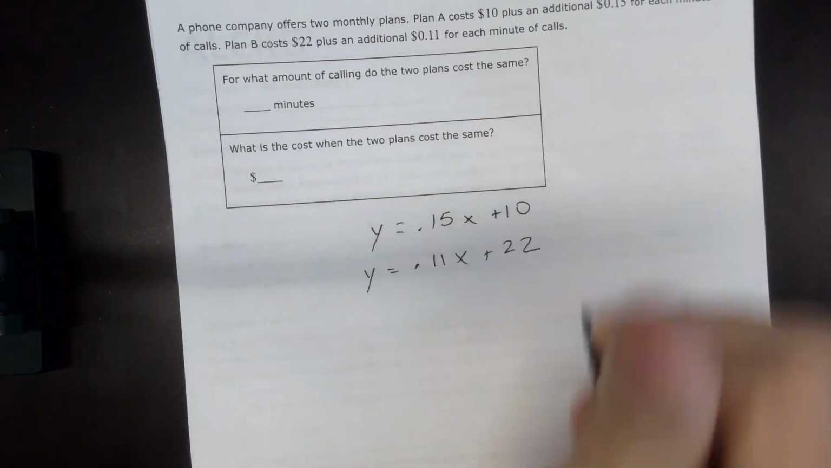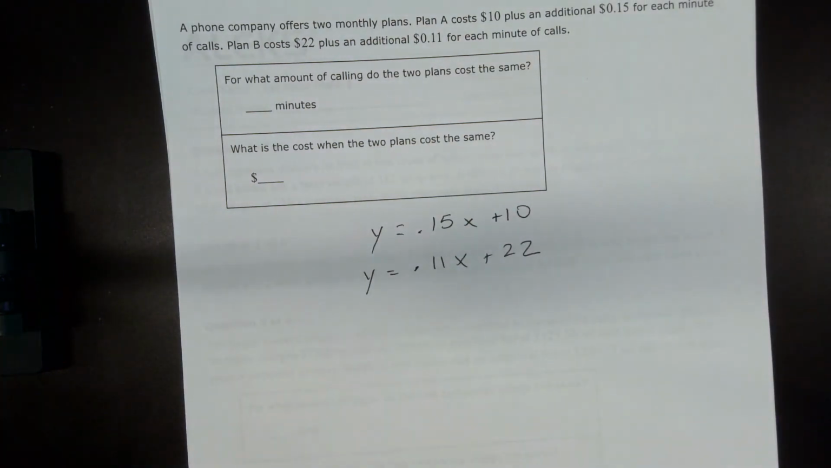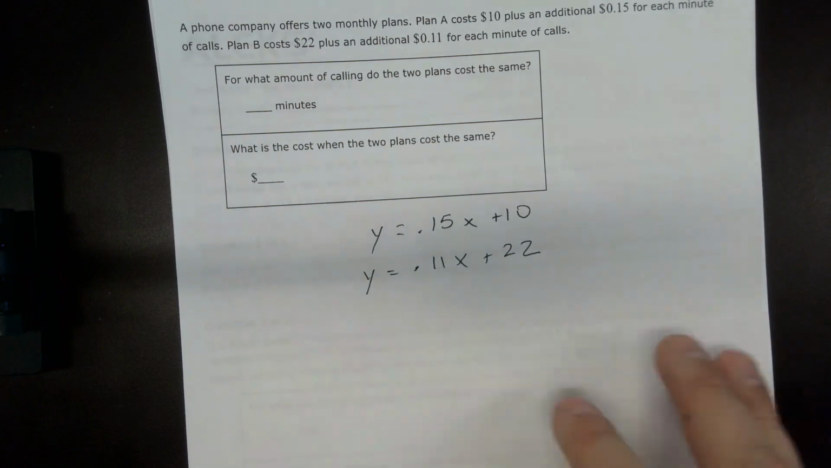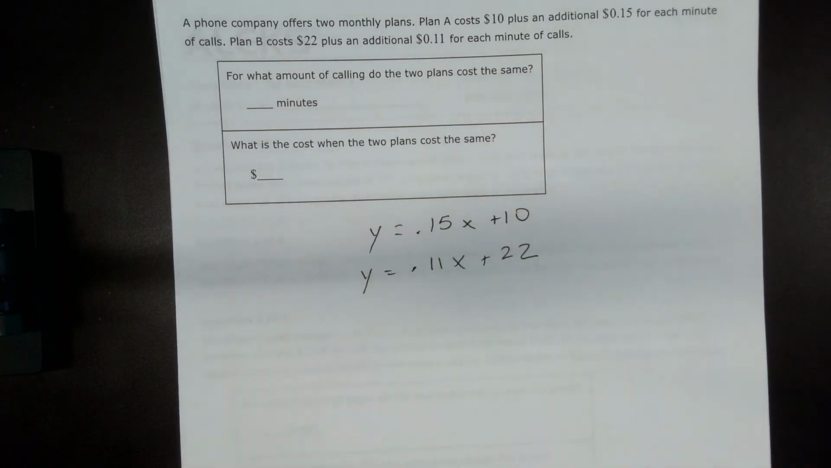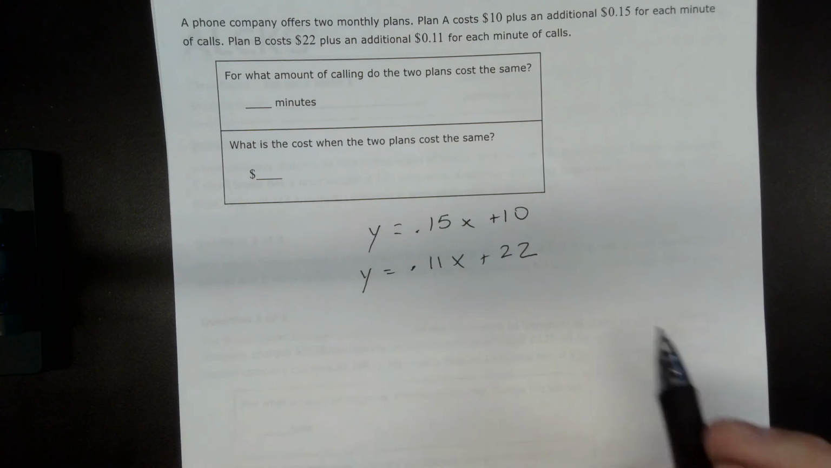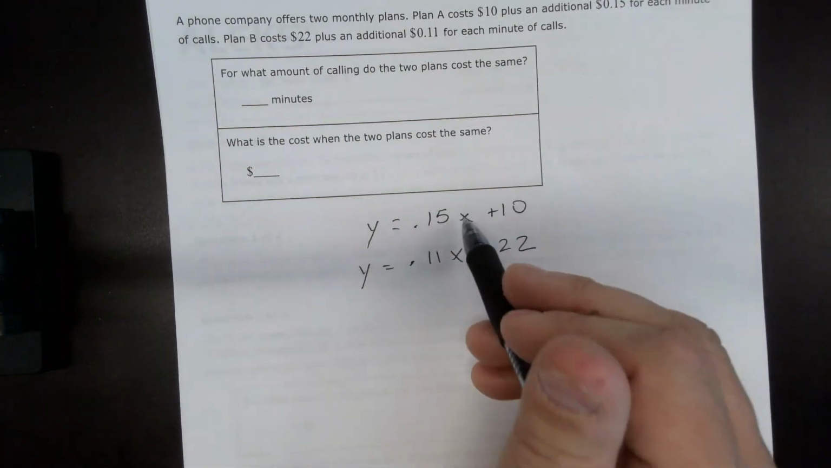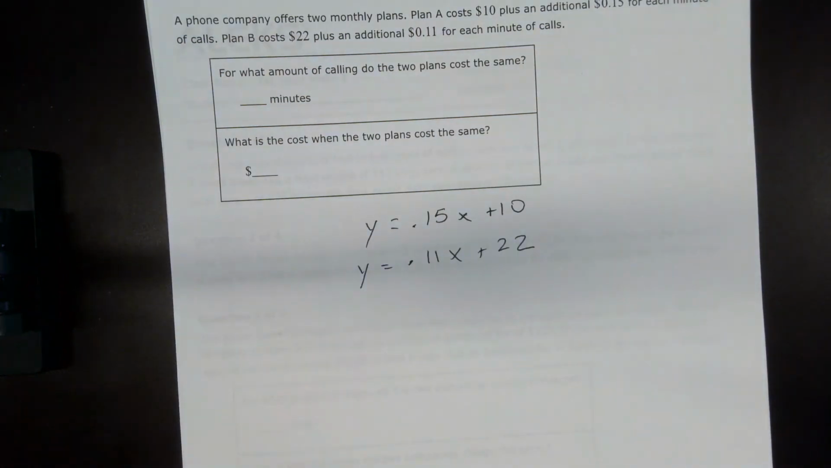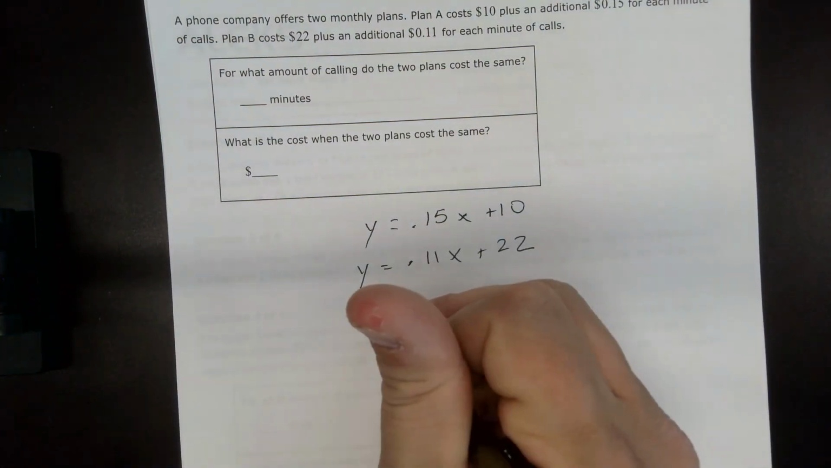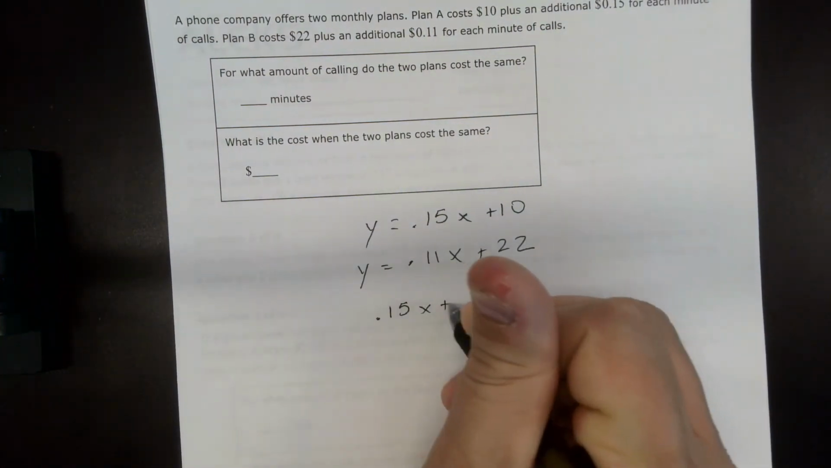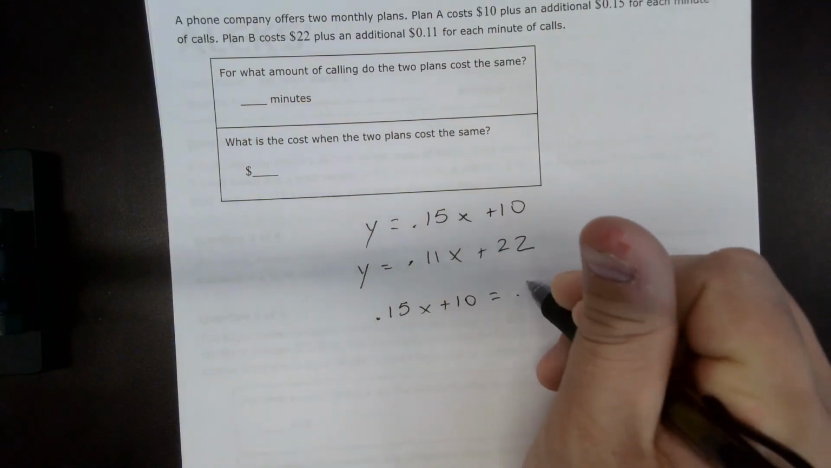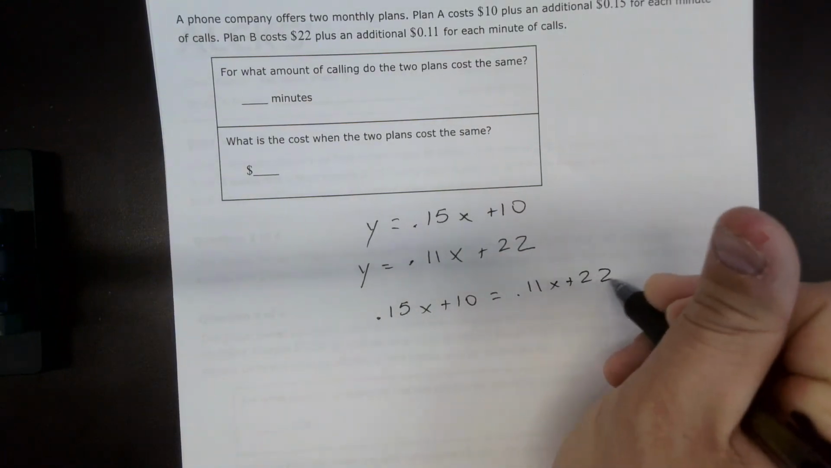The bottom one costs $22 plus the additional 11 cents for each minute. So the bottom plan is going to be that. Remember, where it says for each goes next to the X. On the last problem it said for each ton of sugar. This one says for each minute talked. So they're both Y equals. Y is our dollar amount, X is our minutes. So now we're going to set them equal to each other. 0.15x plus 10 equals 0.11x plus 22.